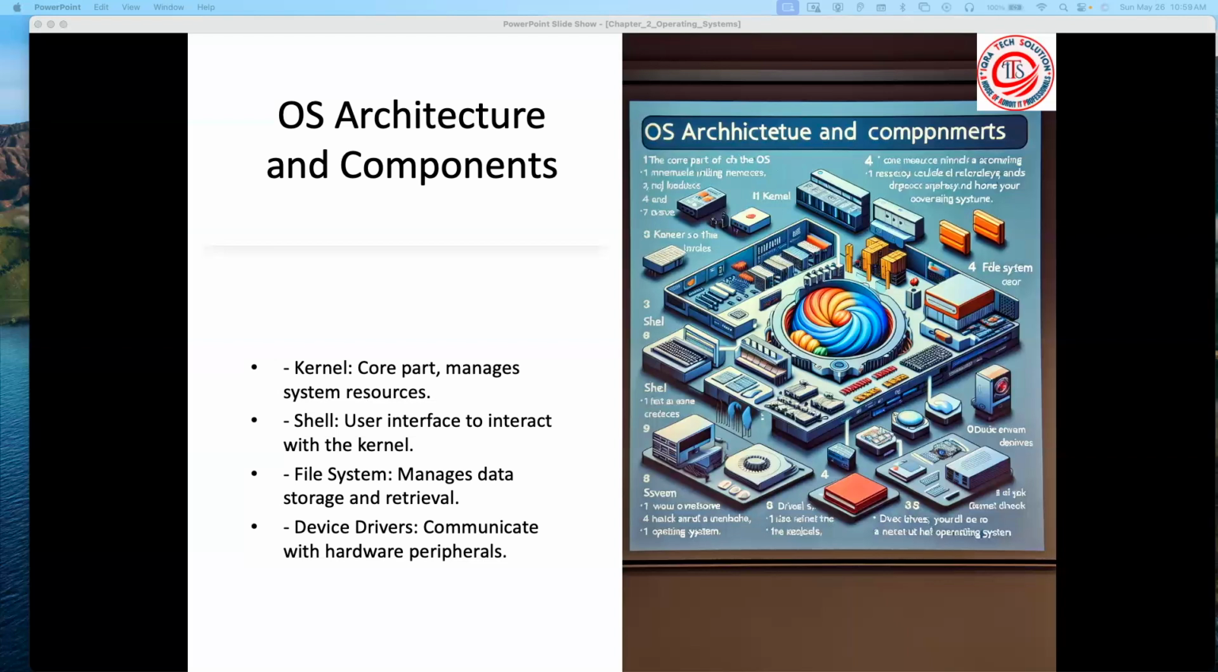Then we have a file system. The file system manages how data is stored and retrieved on a storage device. It organizes files into directories and subdirectories. Then we have a device driver. Device drivers are software that allow the operating system to communicate with hardware peripherals. These include printers, graphics cards, and network adapters. Without drivers, your hardware would not function correctly.